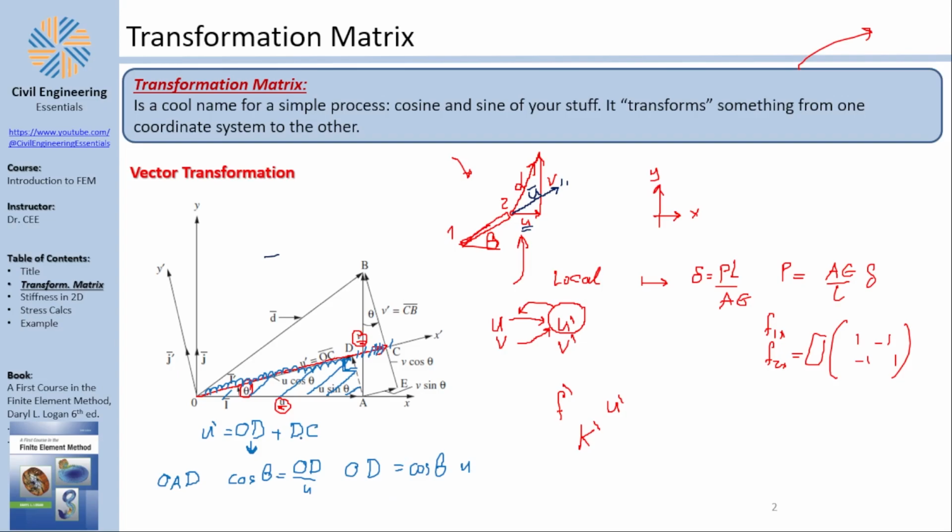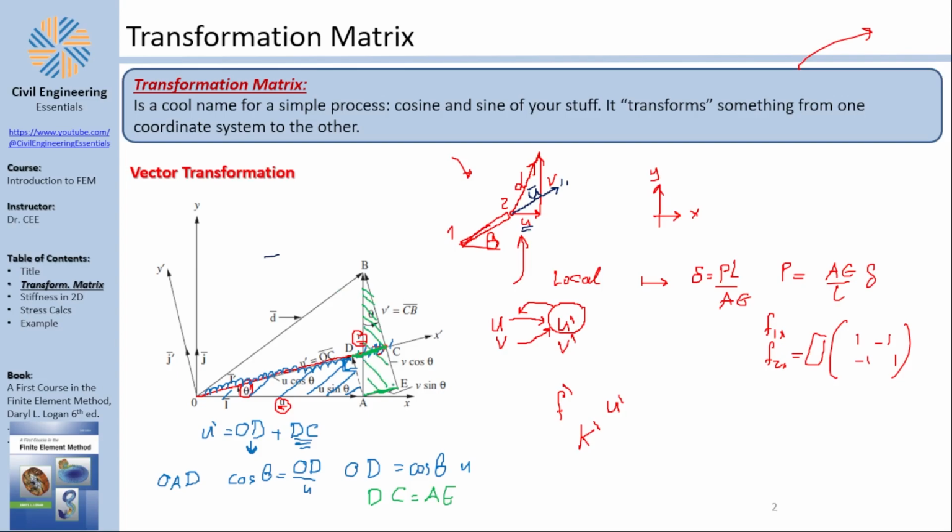Now we need to talk about DC, the second piece. For the second piece, you need to understand first that DC in green and AE in green are equal. So DC basically equals your AE. So if you know what AE is, then you know what DC is. Now AE happens to be in the triangle AEB, as you can see here.